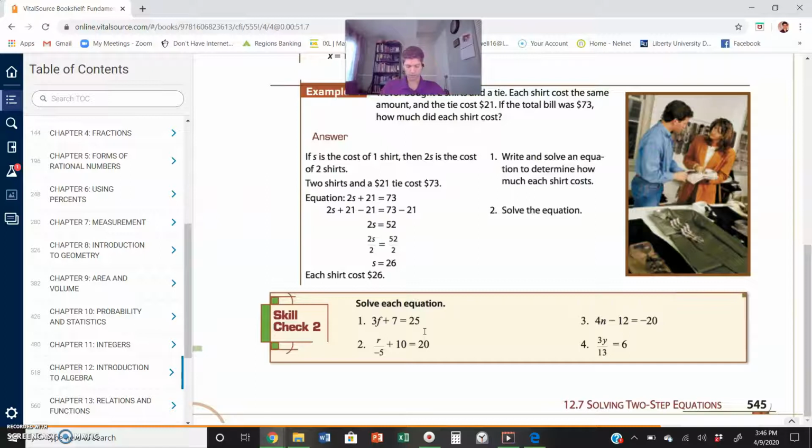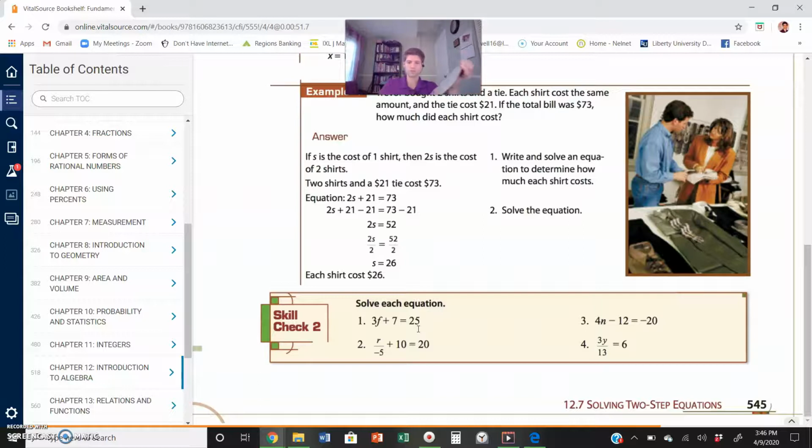But for number 1, what should you do first? You should subtract 7 from both sides. Whenever you subtract 7 from both sides, you're left with 3f, because the 7 goes away. 3f equals 25 minus 7, which is 18. So 3f equals 18. What's going on between 3 and f? Multiplying. So I'm going to try and put it up here. 3f equals 18. We have to divide both sides by 3. 18 divided by 3 is 6. So our answer is 6.